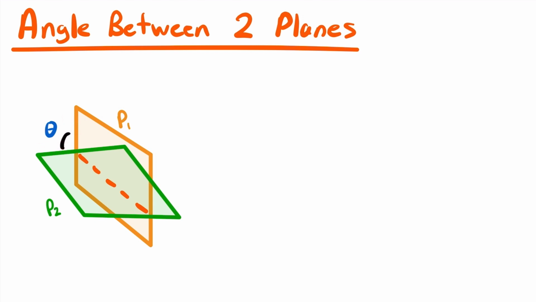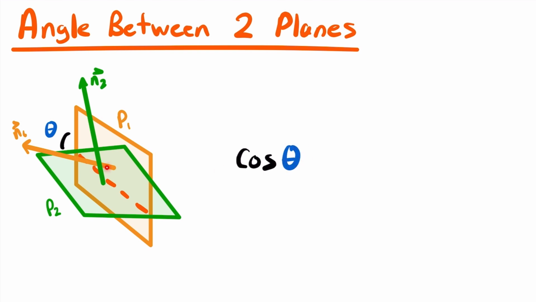And so in order to find that angle, what we have to do is look at the normal vectors of those planes. And so this might be the normal vector for plane 1. So that would be the normal vector n1. And then this might be the normal vector for plane 2. And so that would be vector n2. And so using those two normal vectors, we can write the following formula for finding the angle between two vectors. We'll have cosine of that angle theta.